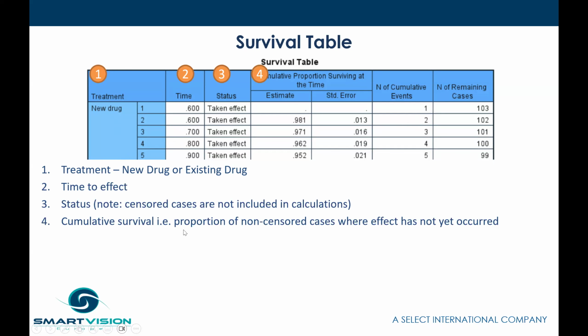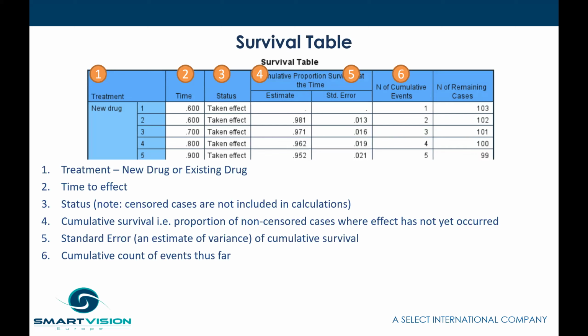Cumulative survival is the proportion of non-censored cases where the effect has not occurred. So at 0.7 minutes in here, 97% of the cases still haven't had an effect. The standard error is an estimate of the variance of the cumulative survival. It's kind of a measure of reliability. That value will get larger as you start to run out of cases, because the statistics start to become less reliable. And the cumulative count is simply counting up how many times the event has occurred thus far.